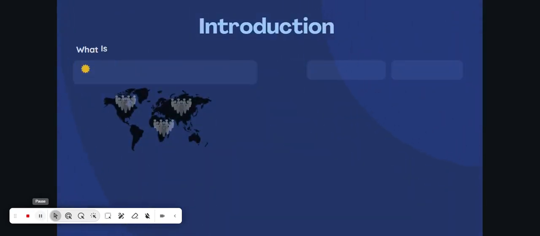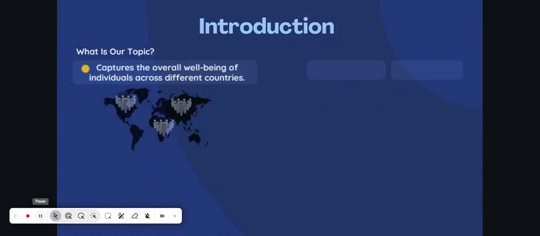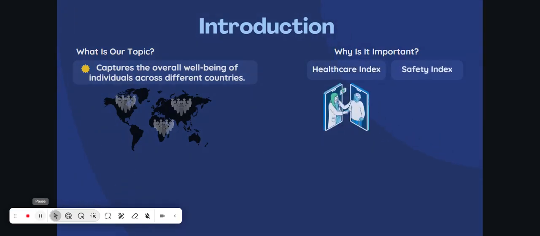Now for our introduction. What is our topic? Global quality of life is a fascinating and multidimensional concept that seeks to capture the overall well-being of individuals across countries. Imagine a world map that doesn't just show borders and capitals, but instead paints a vivid picture of how people live, thrive, and face challenges in various corners of the globe. That's what we intended to imagine with our found information. Now, why is this important? Digging deeper, there are two critical factors of the Quality of Life Index that we judge to be essential game changers in determining where a country fits on the scale. There is the Healthcare Index and the Safety Index.